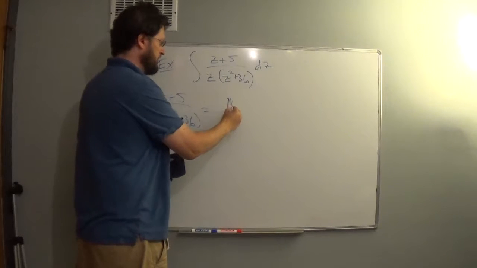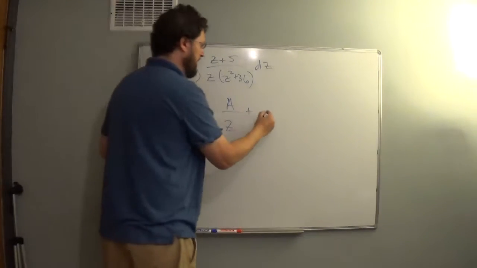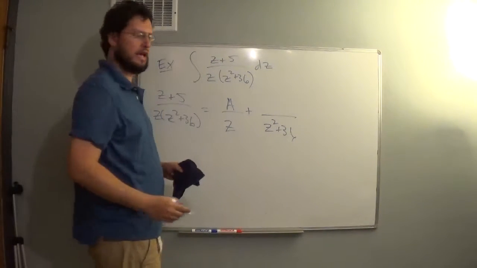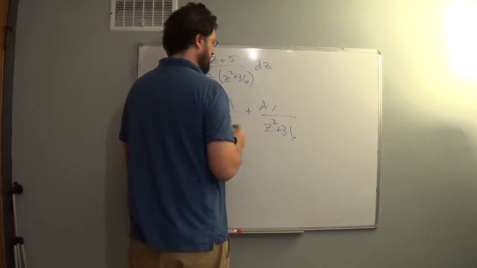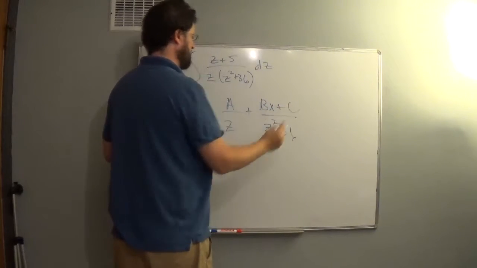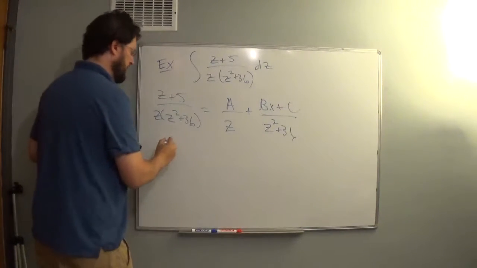this decomposition, A over z, that's the first term. Remember that when we have a quadratic in the denominator, we need to allow for a generic linear term in the numerator. Clear out our denominators.